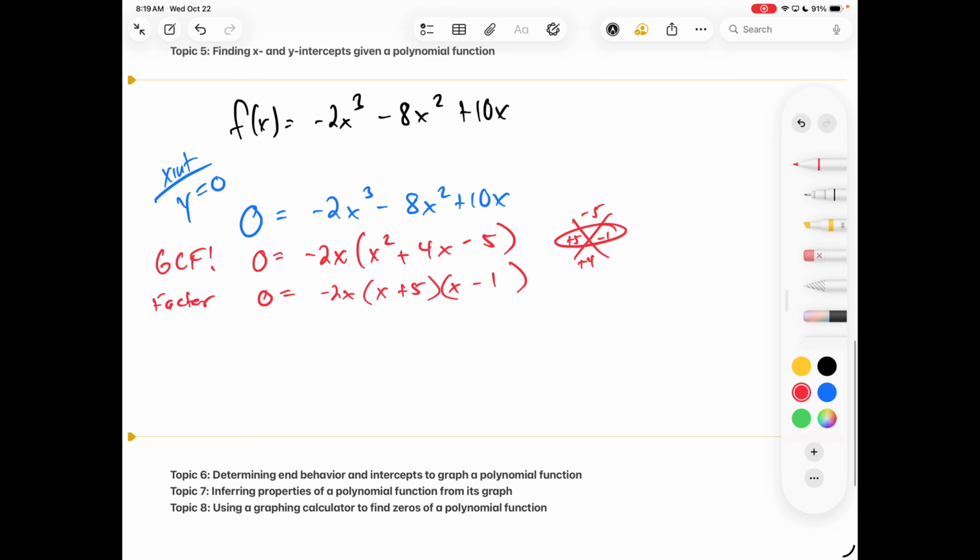So now I got to set them all equal to 0. Don't forget, if you have an x out in front, you got to set that equal to 0 as well.